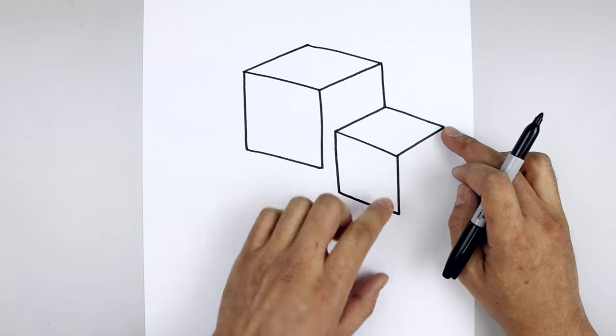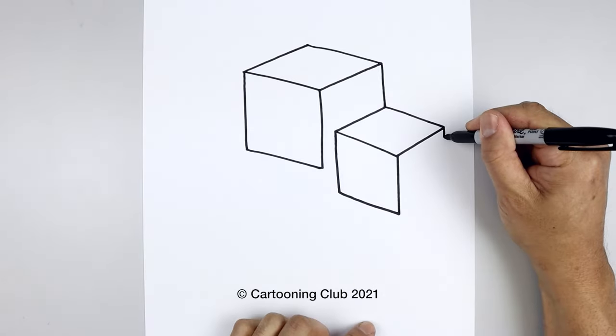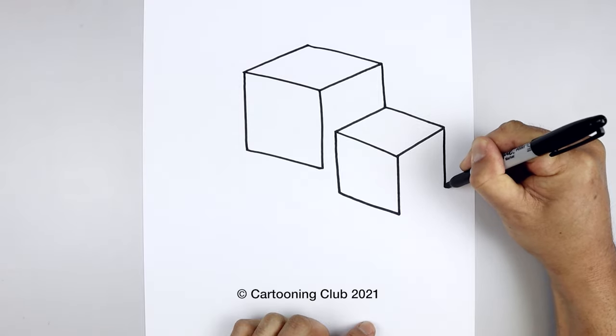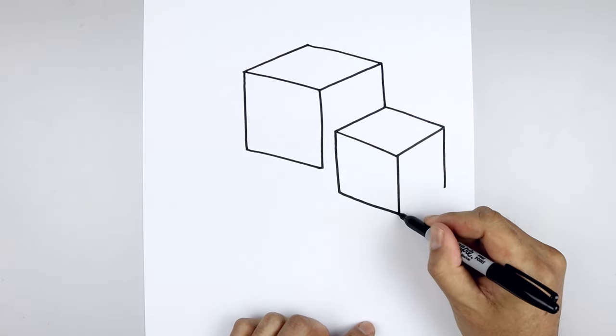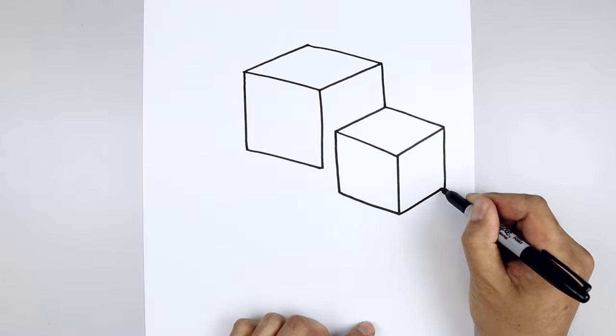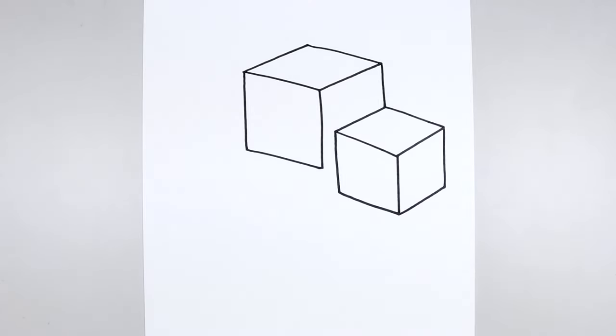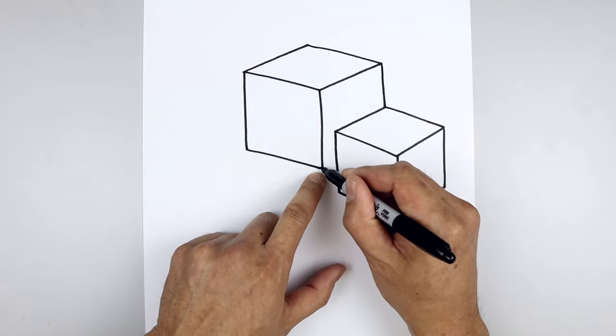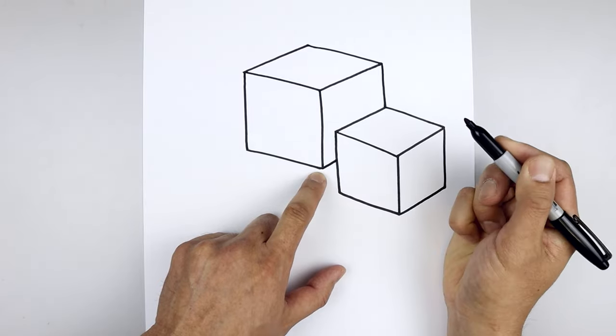Let's move over to the back of the head, draw that same length line, coming down, and we'll close off the bottom with another angled line. Let's go to the bottom corner of that center head, draw a straight angled line coming in behind.